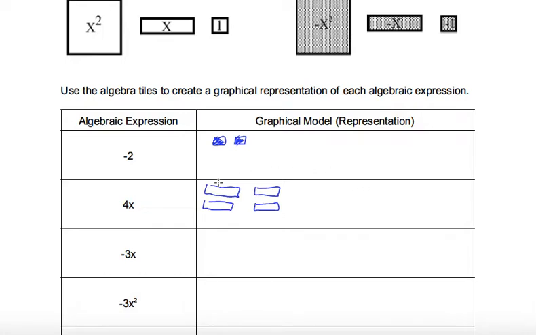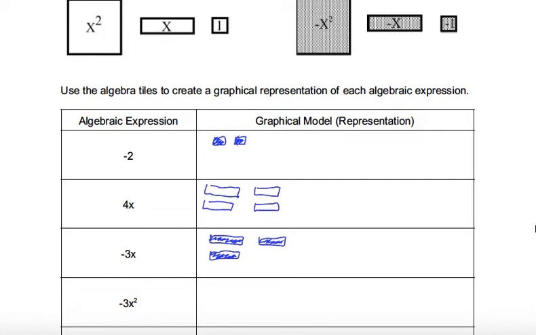If you wanted to write in your letters, you can, or you can just keep your rectangles. That's fine as well. For my next example, I have -3x. So this time again, I'm drawing my rectangles, but because they're negative, I'm going to shade them in. So I have 1 negative rectangle, 2 negative rectangles, and 3 negative rectangles to represent -3x.